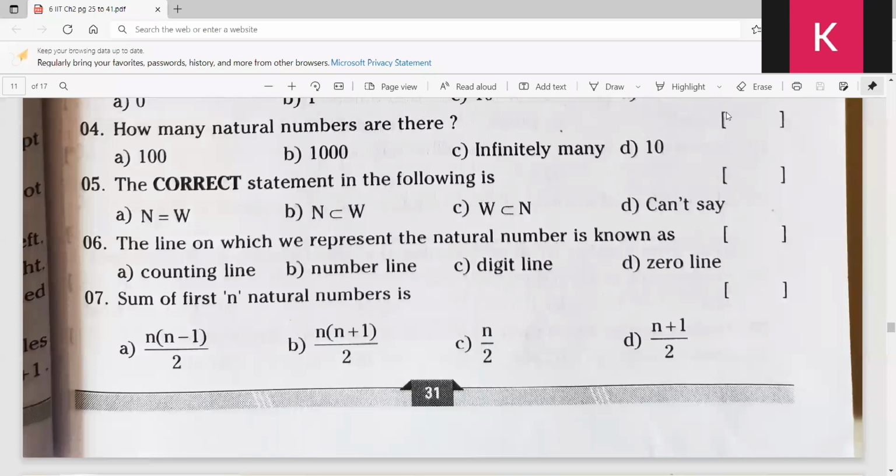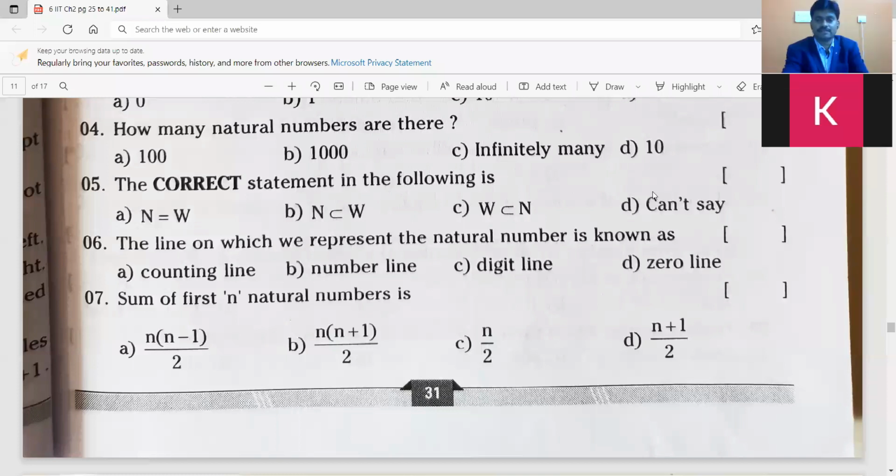Question 7: the sum of n natural numbers is n into n plus 1 by 2. Next, let us continue. Let us see this. So here, the sum of the first n odd natural numbers is n square.